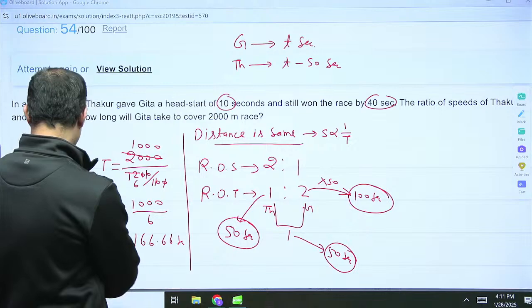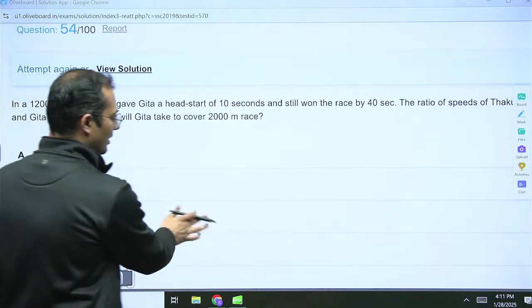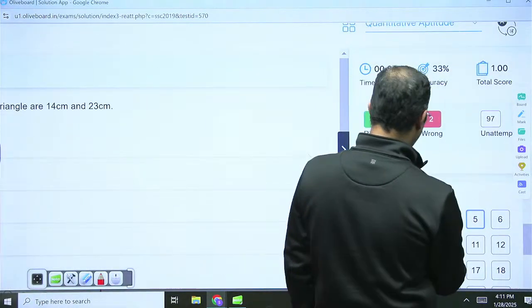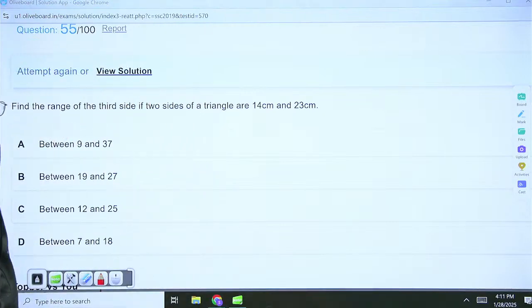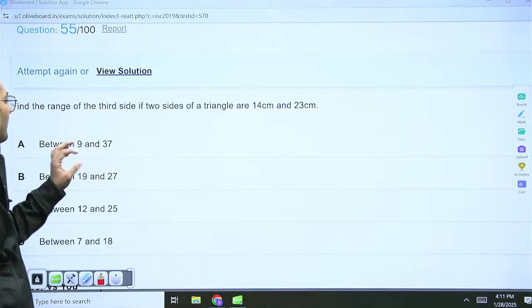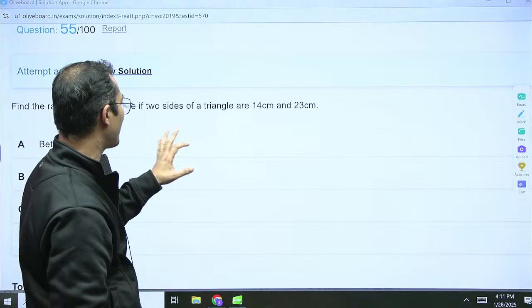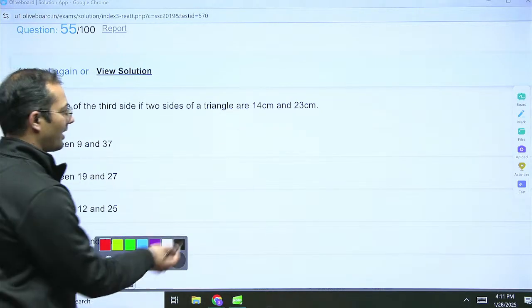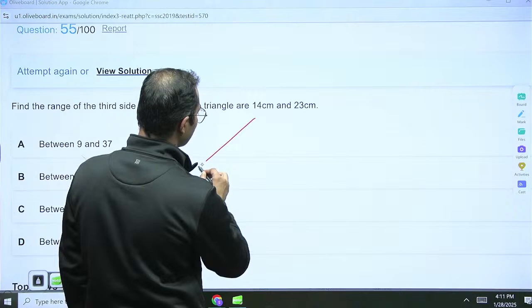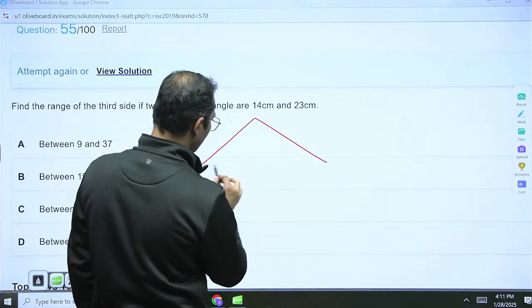Let's move to the next question. Question number 5. The question is saying, find the range of the third side if two sides of the triangle are given. Whenever we are given two sides of the triangle, we have to find the third side.